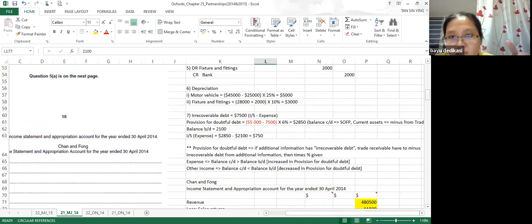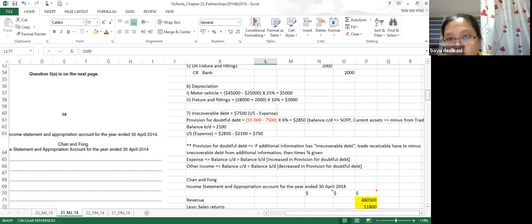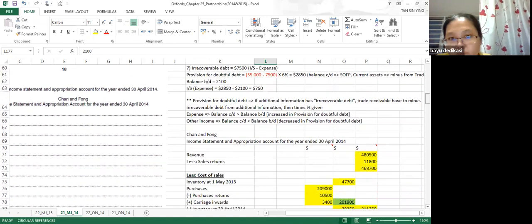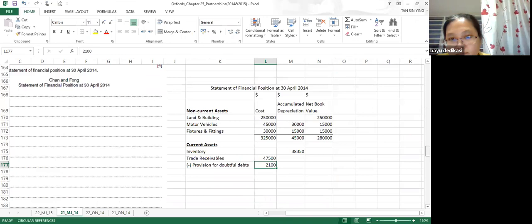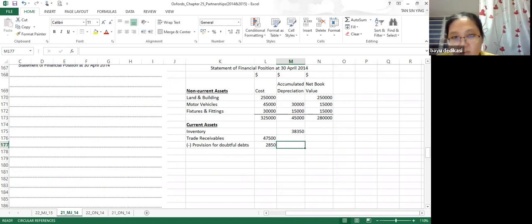You saw that I put 2,850 balance carry down, SOFP. That is the amount you should put into there. Take the balance carry down amount, not balance brought down. $2,850. Now take your trade receivable minus your provision. Put the net into the second column.